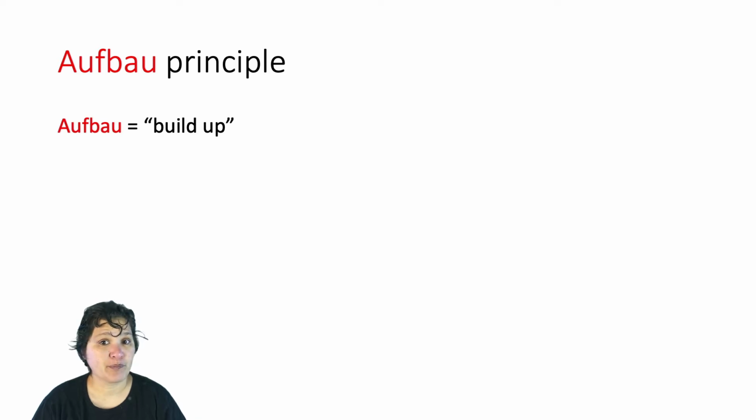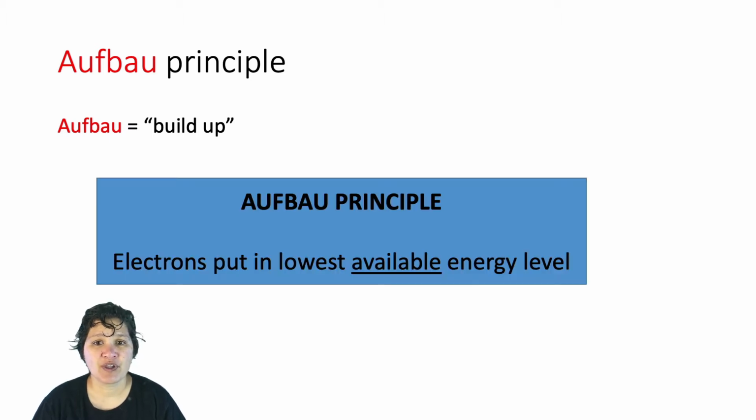Aufbau is German for build up, and that's what we're going to do as we place electrons in an electron configuration diagram. We will always put them in the lowest available energy level.